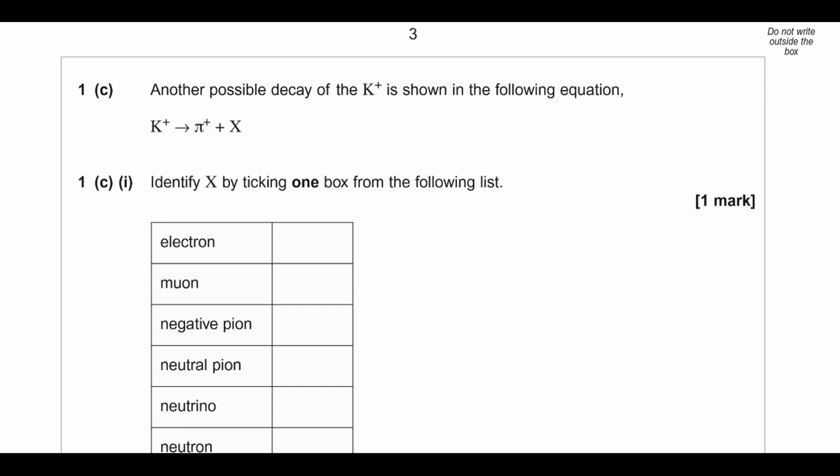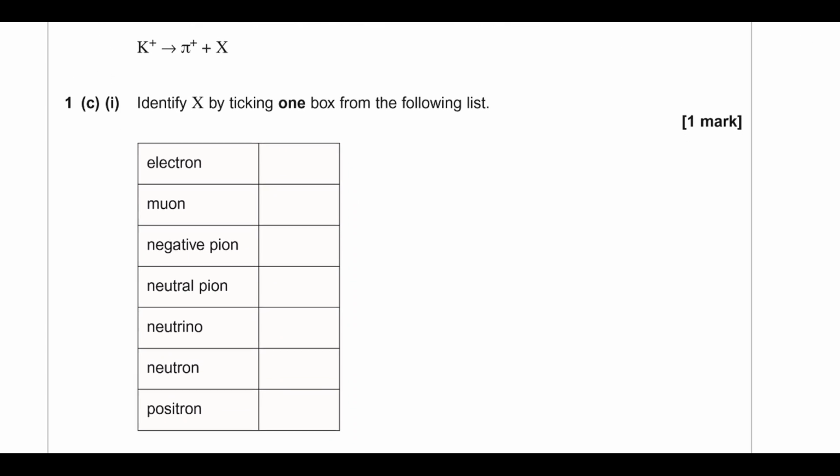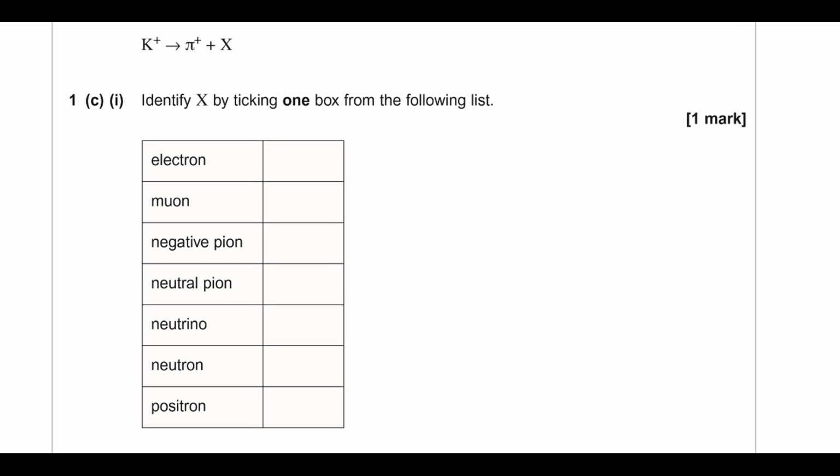Okay, so let's continue on. Another possible decay of K plus is shown with the following: K plus to pi plus plus X. Identify X by ticking one box in the following list. So looking at this equation here, baryon number to start with is 0. Baryon number of pi plus is 0, so it can't be a baryon. So let's get rid of any baryons. So that means it can't be a neutrino. Cross means it's not, by the way. So we can get rid of that one straight away.